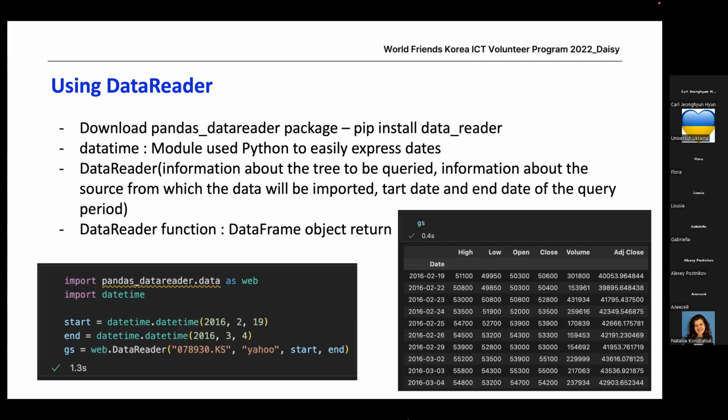Since we have set the start and end dates for the query, let's use the DataReader function to query the data. The first argument in the DataReader function is the information about the item to be queried. The second argument is the information about the source from which the data is imported, and the third and fourth arguments are the start and end dates of the query period. This function returns a data frame object.